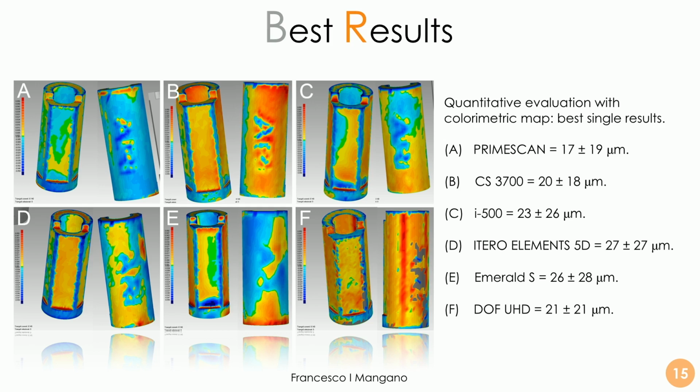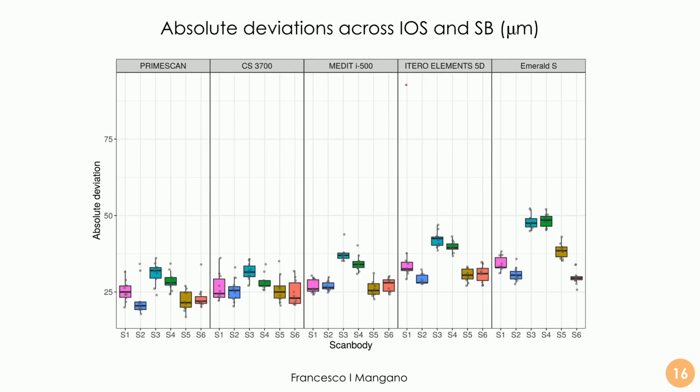It means that these scanners have a tendency to reconstruct a scan body that is a little bit bigger than the library file. Instead, PrimeScan, iTero Elements and Emerald S have a different pattern. They usually reconstruct a little bit in defect. So we have the library that is a little bit bigger than the mesh itself, with maybe a sort of interpolation, but we will see that in more detail.